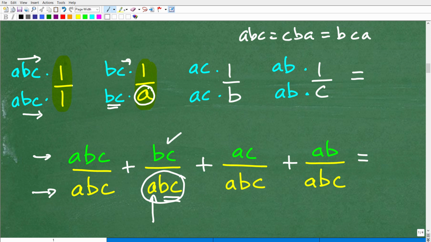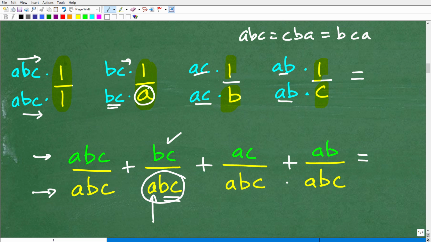All right, so we can make these adjustments for these two using the same kind of concept. I have a B here, so to get an ABC, I've got to multiply by AC. So I get AC over ABC. And then I have a C right here, so I need an AB, with AB being multiplied by the numerator as well, so we get AB over ABC.